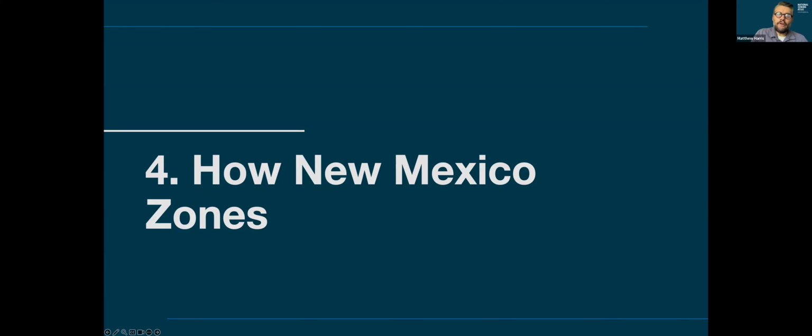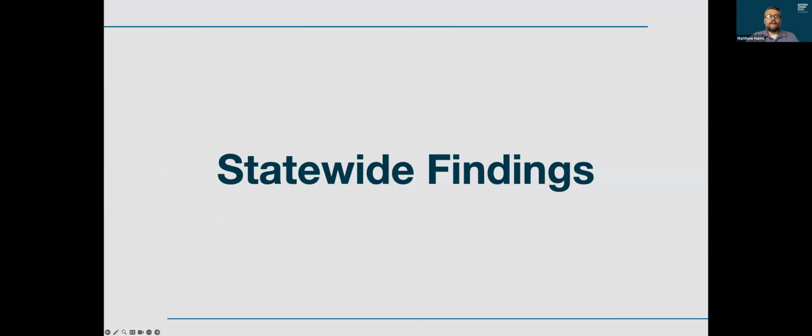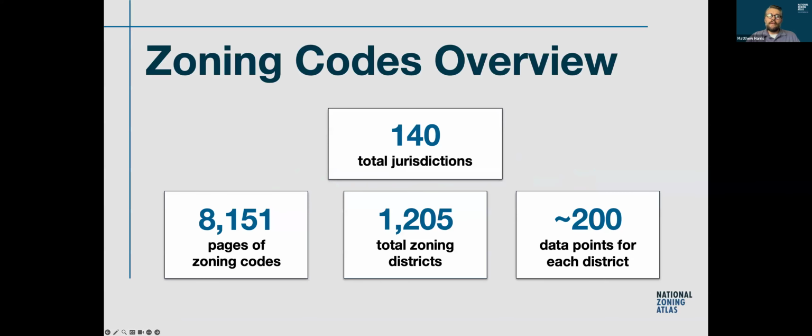All right, thank you. So we've learned a little bit about the map, and now let's see how New Mexico zones. I'll start with some statewide numbers just to give you a sense of how all of these different zoning codes come together across New Mexico. In all jurisdictions with zoning, we analyzed over 8,000 pages of zoning code, and we logged up to 200 data points for each of the 1,205 districts that make up the zoned land of New Mexico.